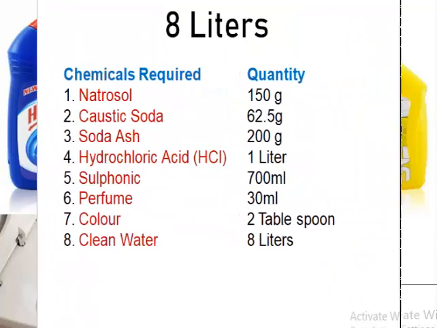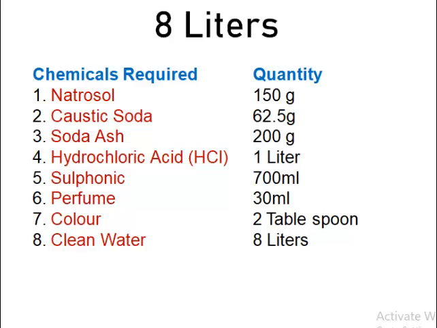To make toilet wash, we need 8 chemicals. To make 8 liters of toilet wash, we need nitrous soap, caustic soda, soda ash, hydrochloric acid, sulfonic acid, perfume, color, and clean water.